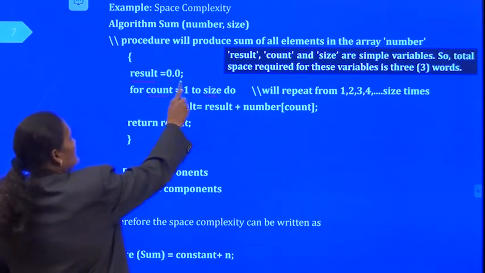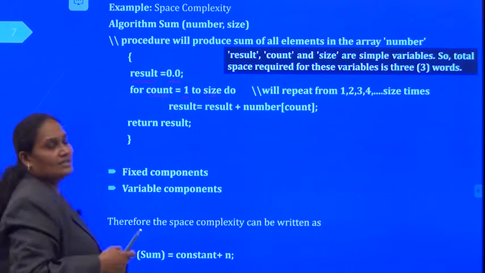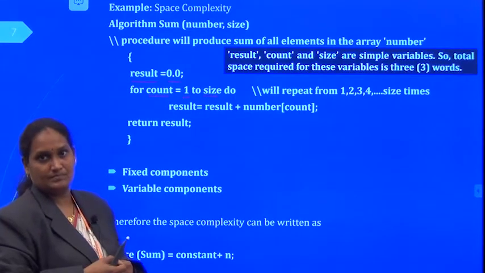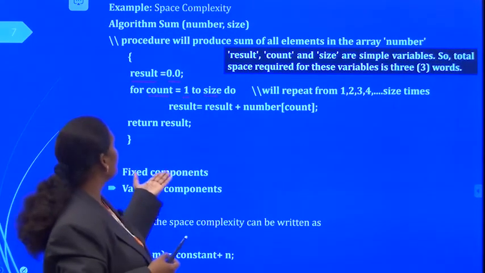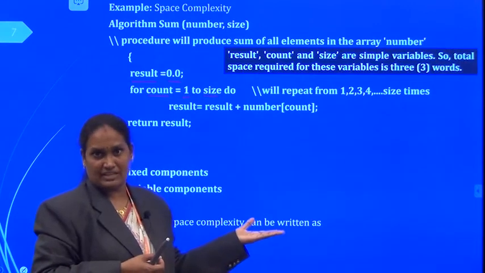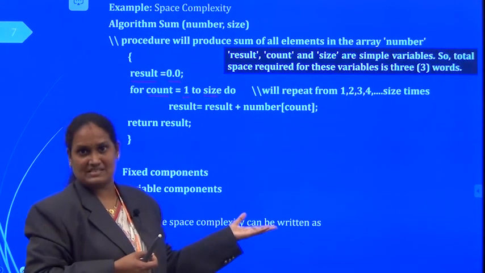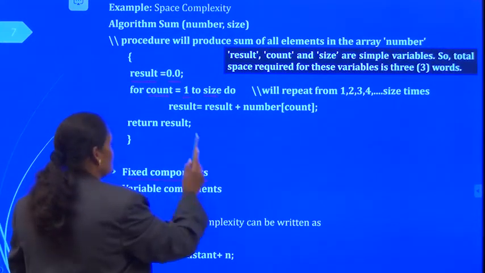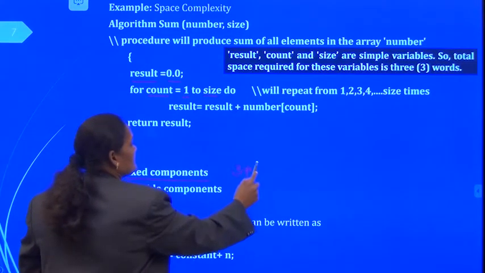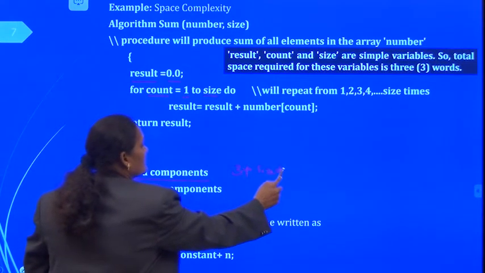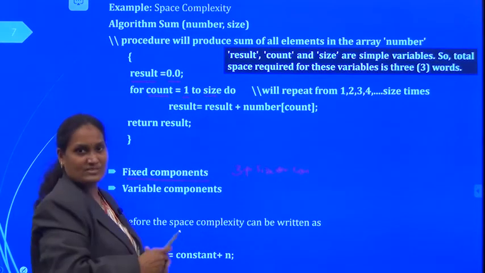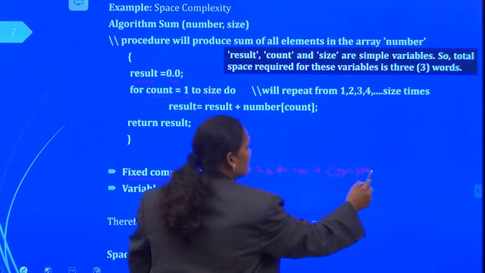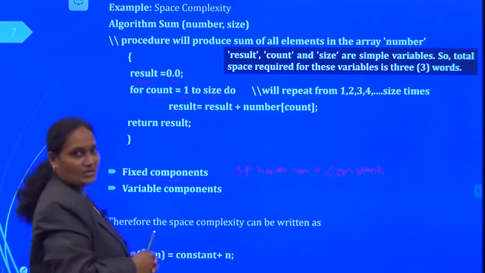Now here I used the constants 0, 1, etc. These also occupy some small space which is to be considered as a fixed space. Okay. Now I did not use here any fixed size component variables. So here the fixed component becomes 3 plus the size for constants, which is to be considered as a constant.